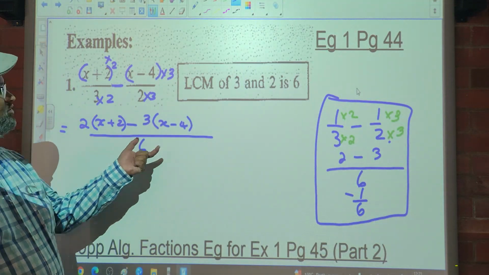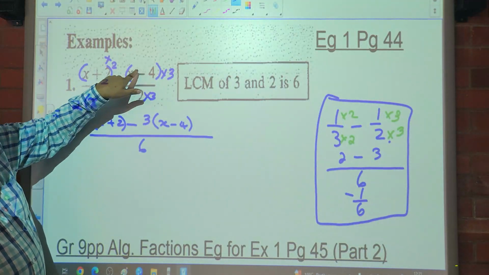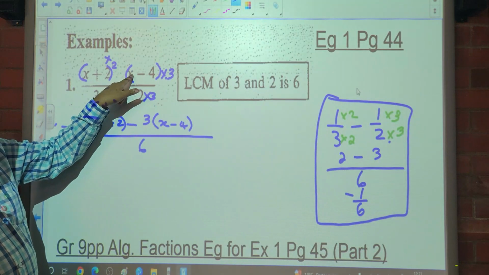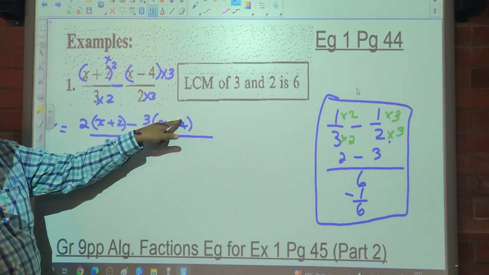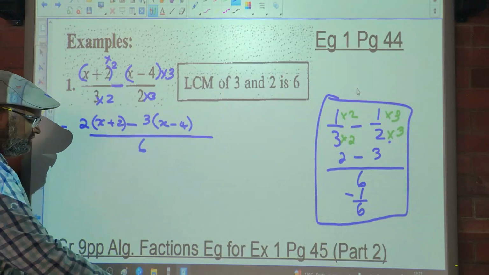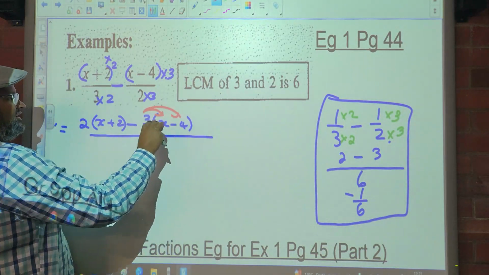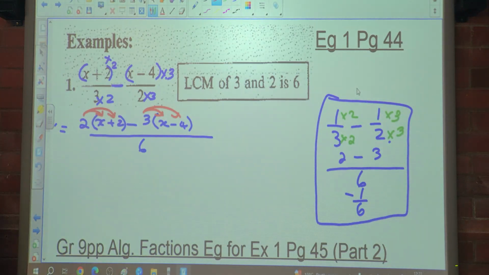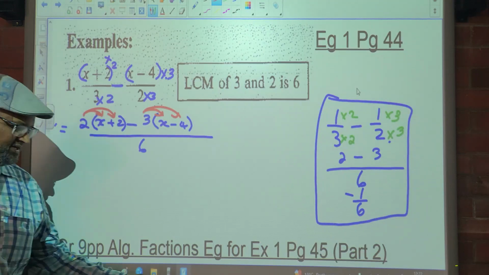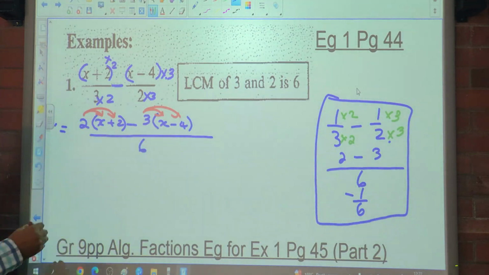The reason why I'm telling you to keep this in a bracket is because if you had multiplied this out, what do we get? 3 times x, 3x. Negative 4 times 3, negative 12. But when I multiply this out, I'm actually going to get positive 12. And that is a commonly made mistake by learners. Even good learners make that mistake. Okay? So watch out for that.